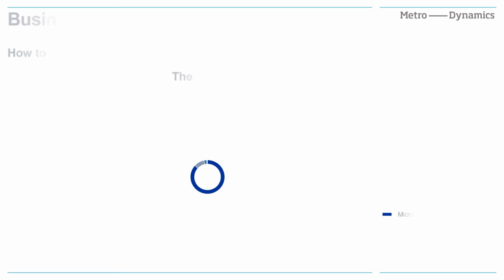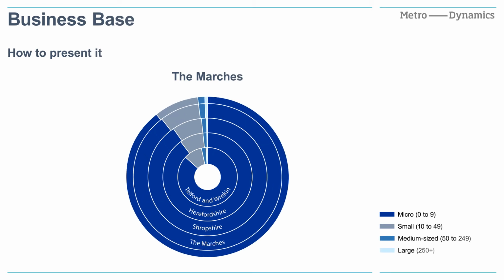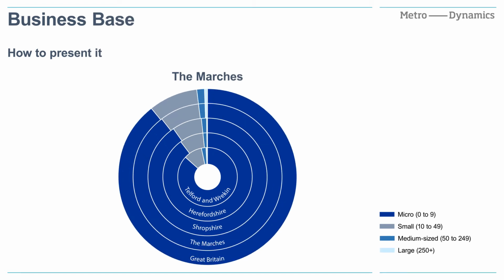Finally, for the business counts data, we can either use a table, which includes the shares of different size businesses and how they have grown or shrunk over time. Another alternative is to use a donut chart, as shown here.